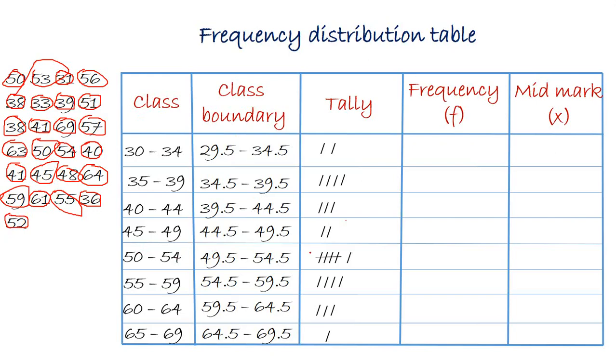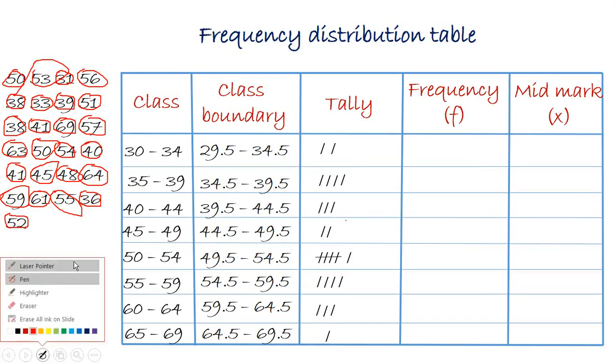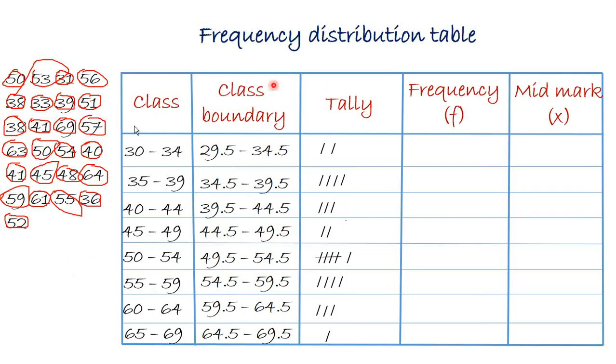So when you're doing this, make sure that you circle like I've done to avoid repetition. And you can always cross-check again. But you need to be very careful when tallying, because when the tally is wrong, the frequency also will be wrong, and then it will affect your analysis. Now let's get the frequency.